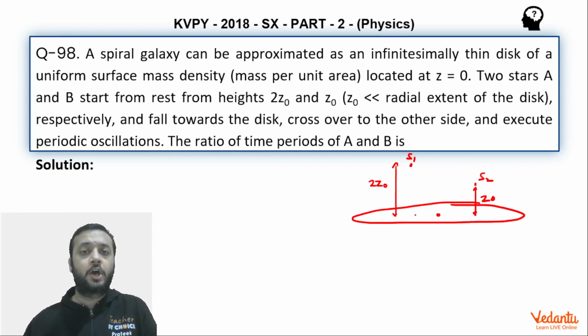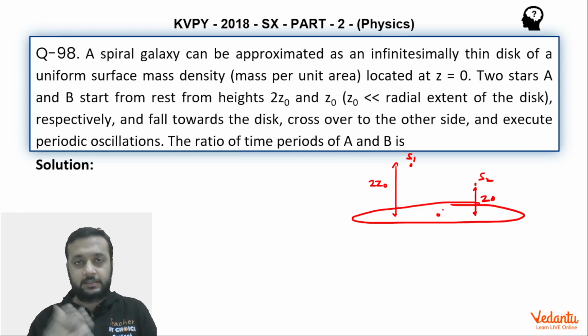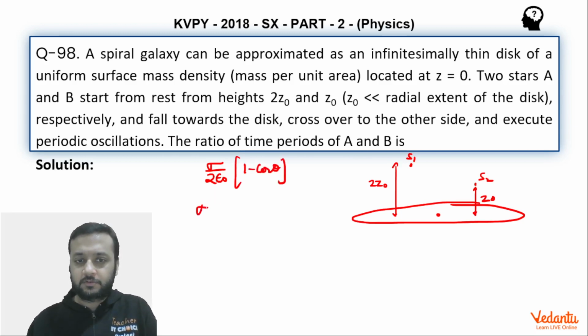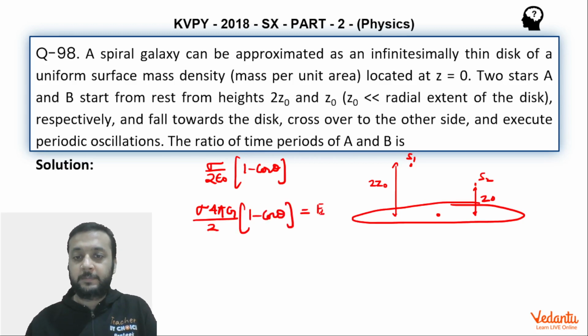the gravitational field of a uniform disk is constant, because near the disk, the gravitational field can be considered as a constant. If you see, the formula of the gravitational field is sigma upon 2 epsilon naught into (1 minus cos theta). Now epsilon naught can be replaced by 1 by 4 pi G, so this will be sigma upon 4 pi G into 2 into (1 minus cos theta). This is the value of the gravitational field. E represents the gravitational field.